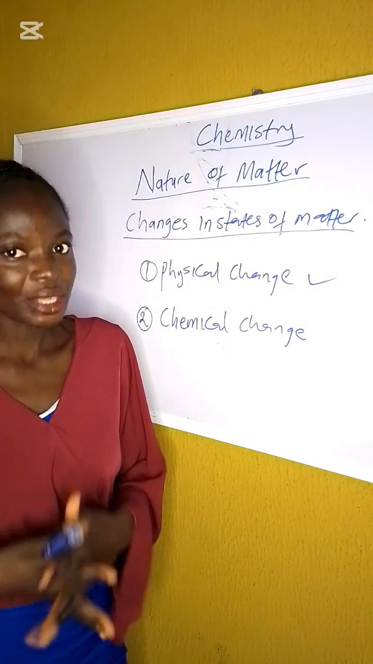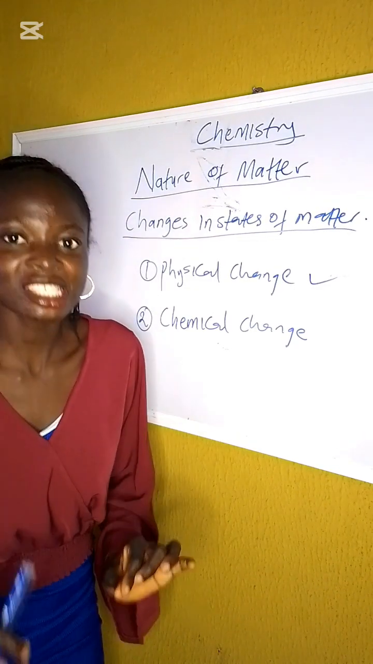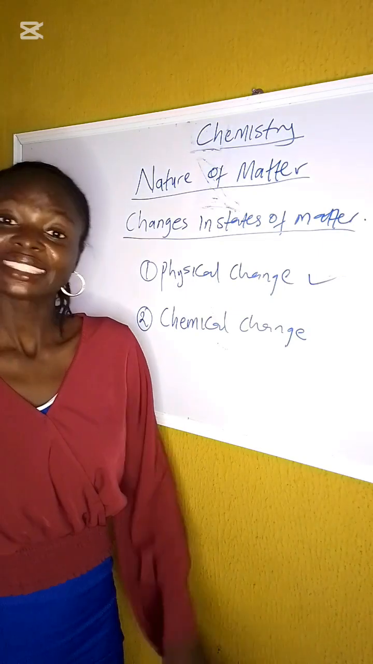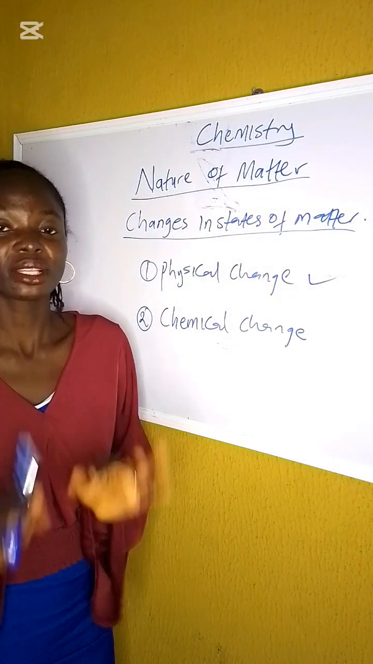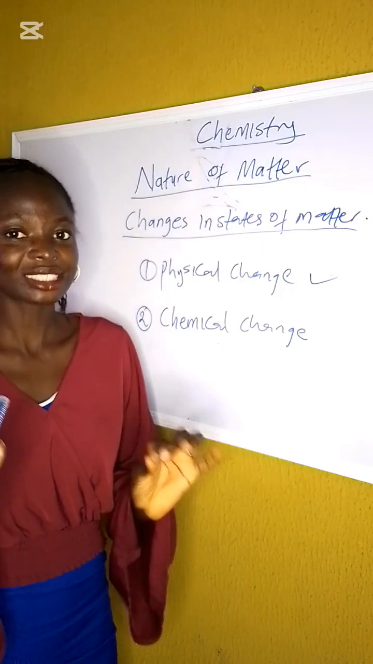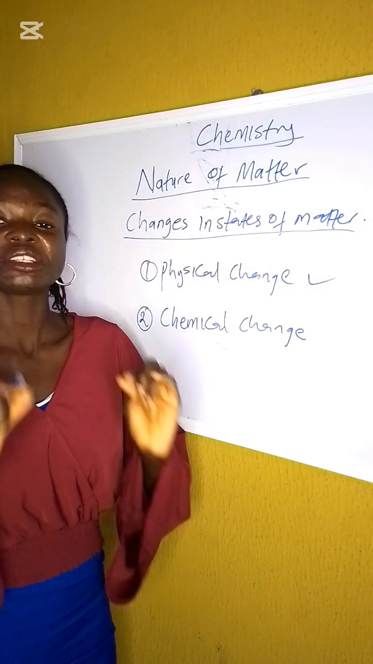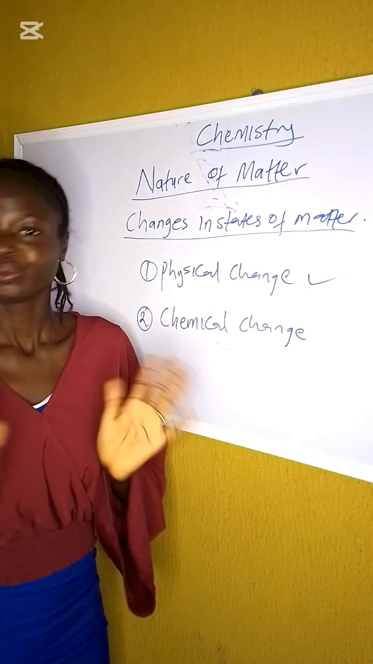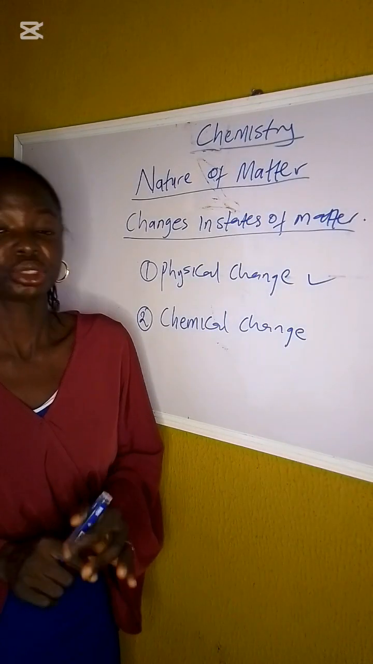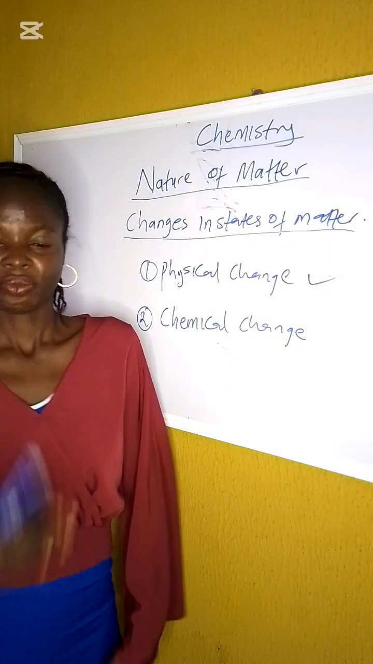Then number three example under chemical change is rusting of iron. Once your iron is rusted, there is no magic that can take it back to the previous position. So that is that about changes.